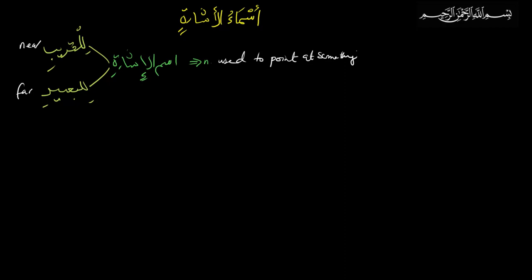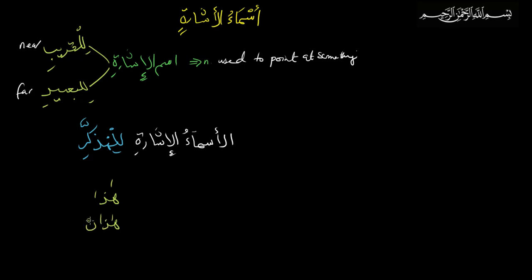Okay, so let's talk about al asma al ishara. Al asma al isharati lil muzakkar, for men. And then, of course, this is haza, hazani, and hazaini, and haulai. Okay, singular, dual, and plural.